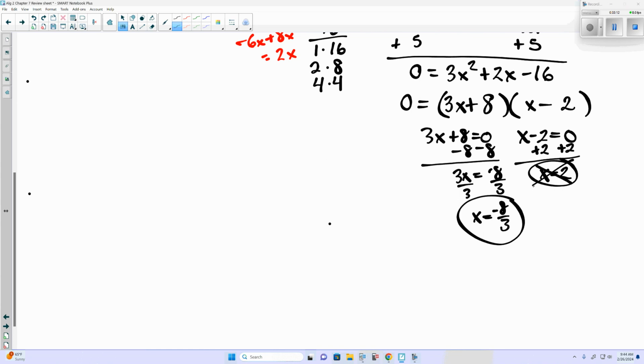What does the answer sheet say this one is? Negative 8/3? Yep, that's it. The video will be different because I did it as positive 5, not negative 5. Process, everything's still the same. It's just going to throw out negative 3 instead of 2. Funny enough.